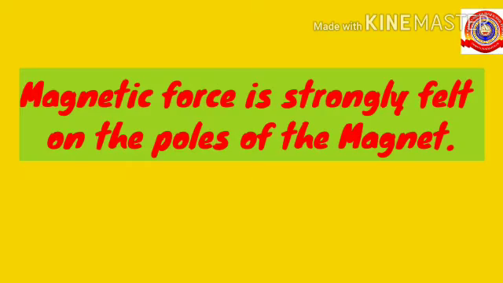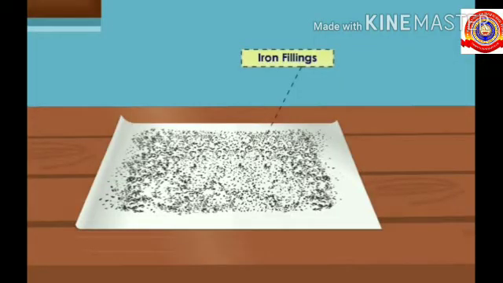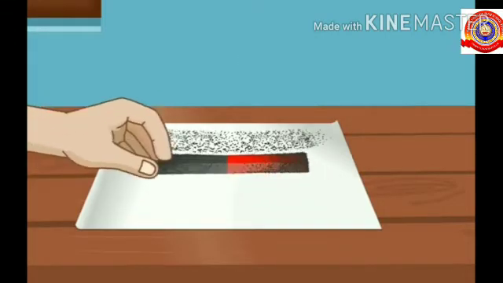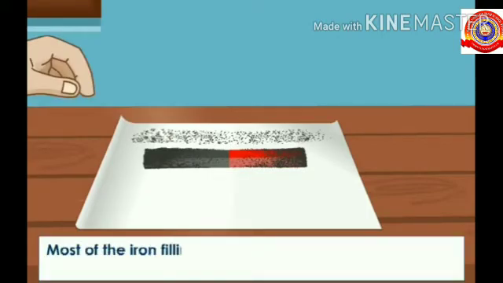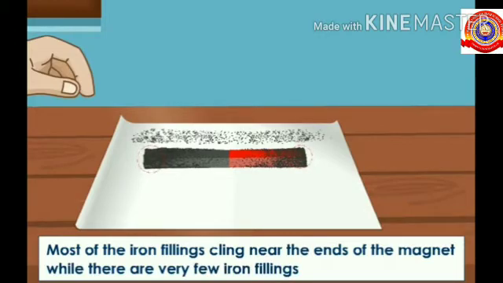We discussed in our previous session that magnetic force is strongly felt on the poles of the magnet. Let's do an experiment to prove that. Sprinkle the iron dust loosely on the chart paper. Bring a bar magnet near the iron dust. We can see that the iron powder mostly sticks to the poles of the magnet.